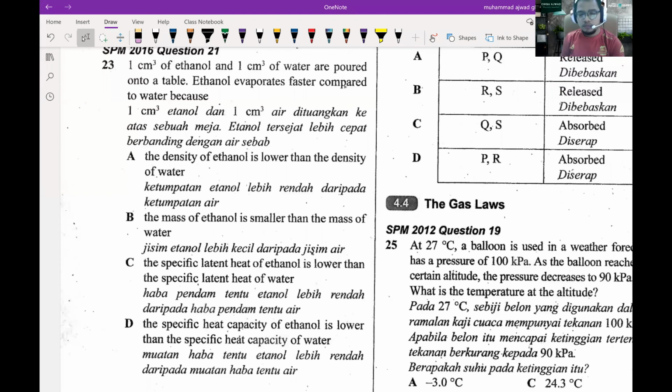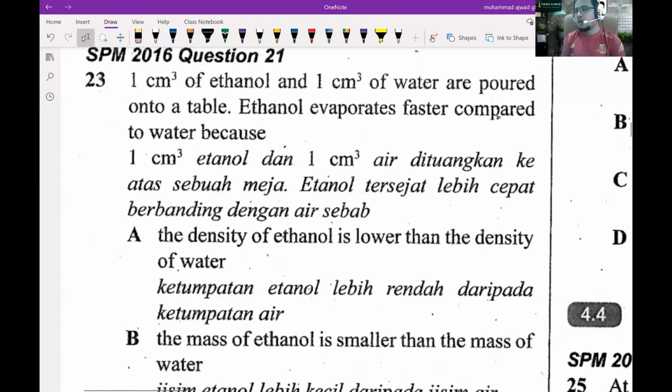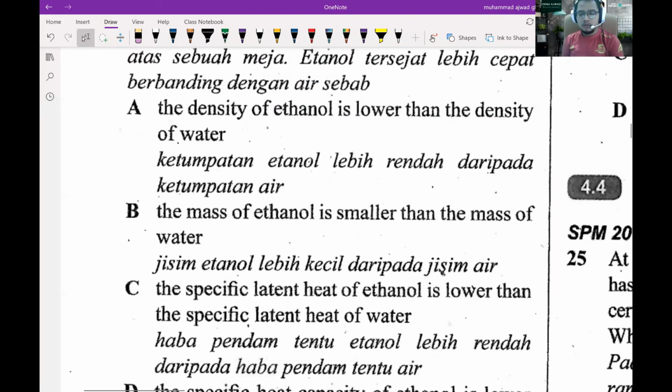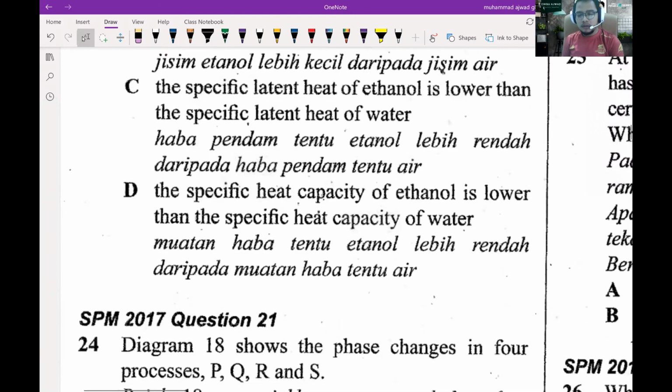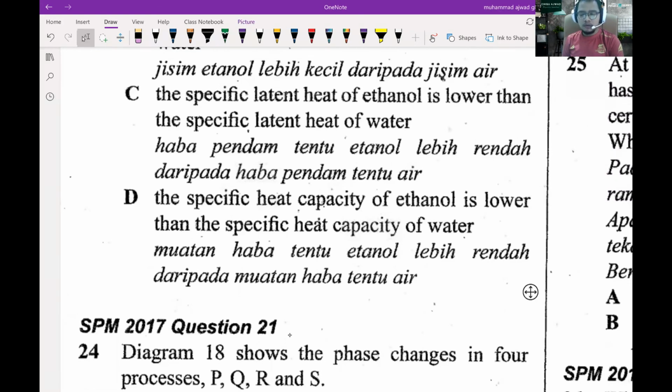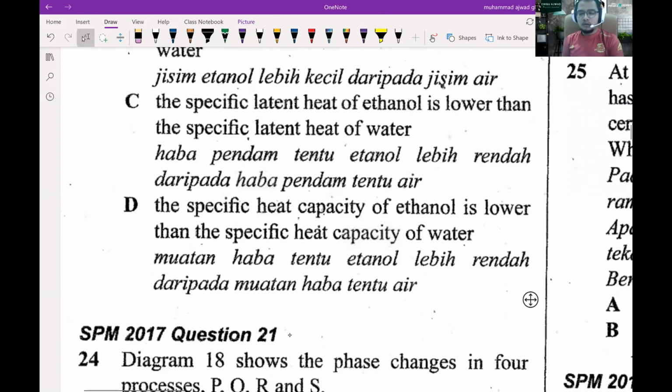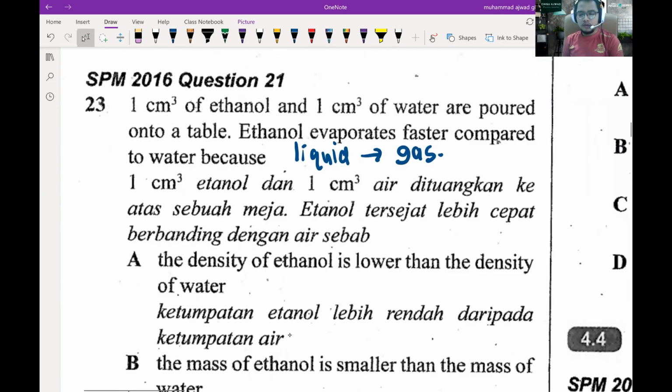1 centimeter cube of ethanol and 1 centimeter cube of water are poured onto a table. Ethanol evaporates faster compared to water. Okay, maksudnya ini adalah proses from a liquid evaporate, meaning to gas. Okay, so kenapa? The density is lower, the mass is smaller, the specific latent heat of ethanol is lower than specific latent heat of water. Okay, so mana satu? Kenapa ethanol evaporate faster?